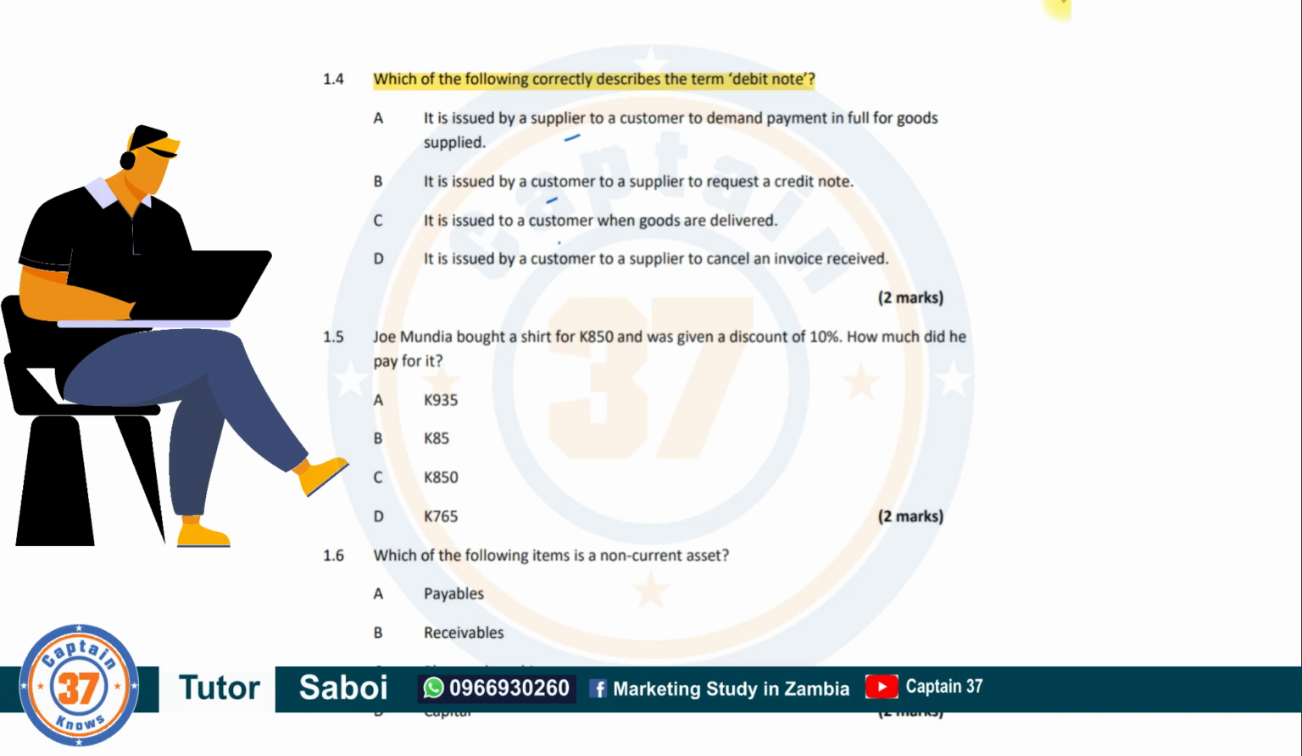How about C, that a debit note is issued to a customer when goods are delivered? Or could it be D, that it is issued by a customer to a supplier to cancel an invoice already received? Clearly, this is not it. And could it be C, that it is issued to a customer? No. Because a debit note is issued by the customer. So it is issued by the customer to a supplier to request for a credit note. This is the answer, B.